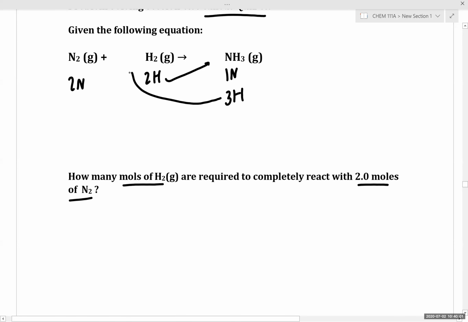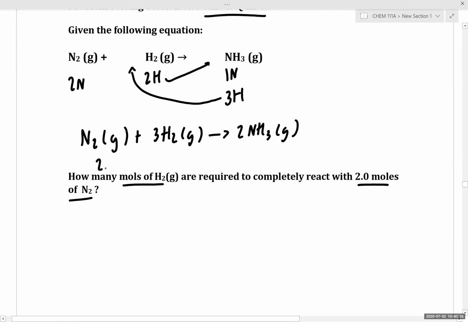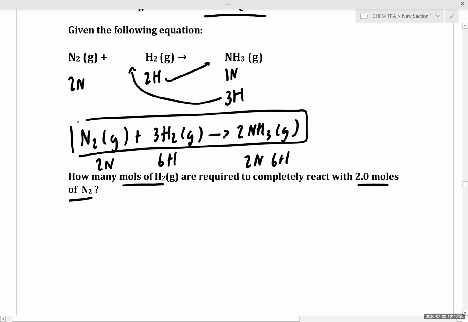So we move the number of hydrogen atoms into the opposite species reaction coefficient. And that gives us N2 plus 3H2 leads to 2NH3. So we have 2 nitrogens and 6 hydrogens on the left, and we have 2 nitrogens and 6 hydrogens on the right. So now we have our balanced equation at play.